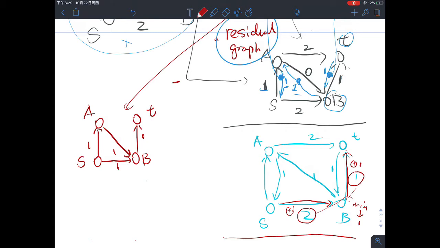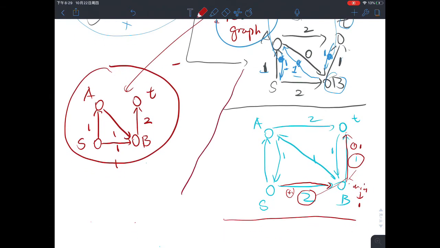So 1 unit of flow here, and we want to push on top of the existing 1 unit of flow from B to T, we want to push 1 more unit. So this is 2 units of flow. Let me just clean this up. So this is what we have so far. This is the current flow information.